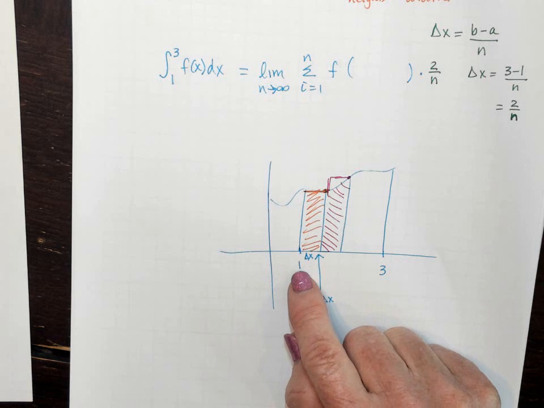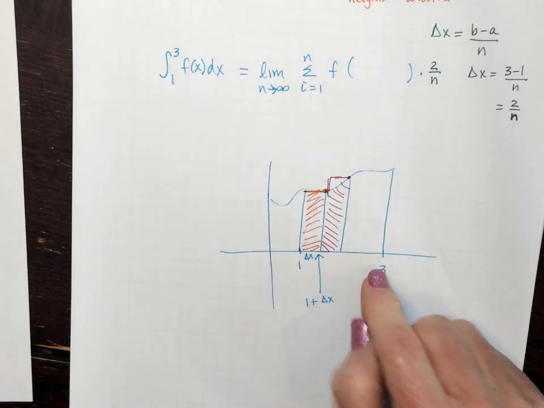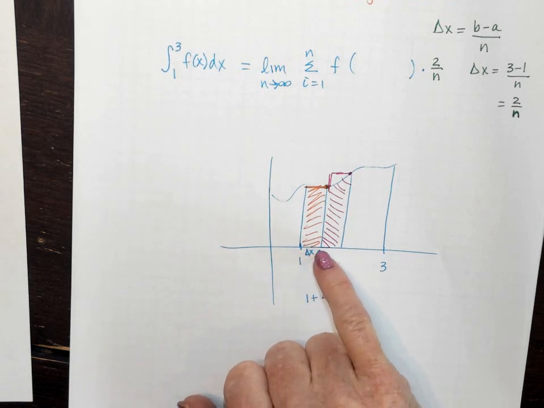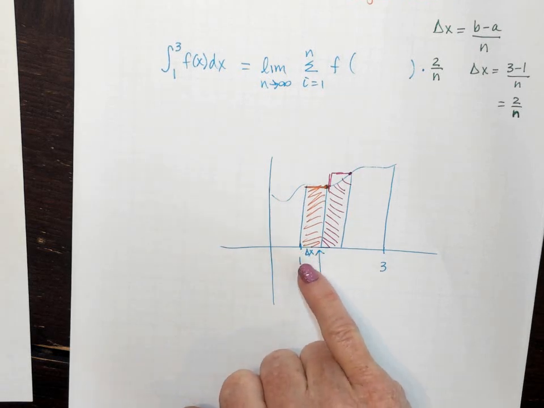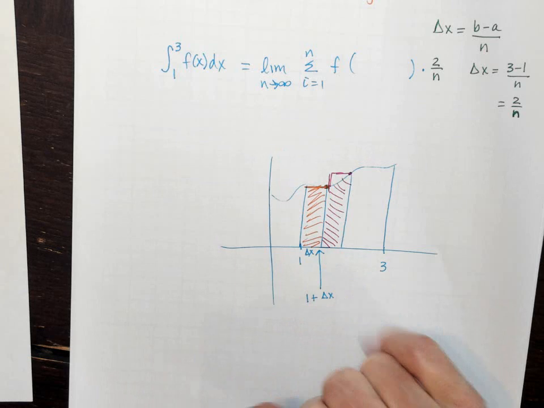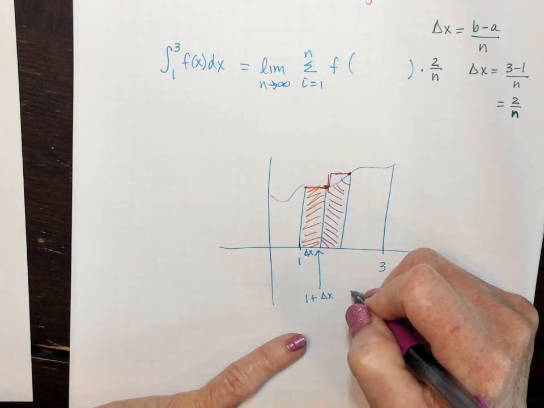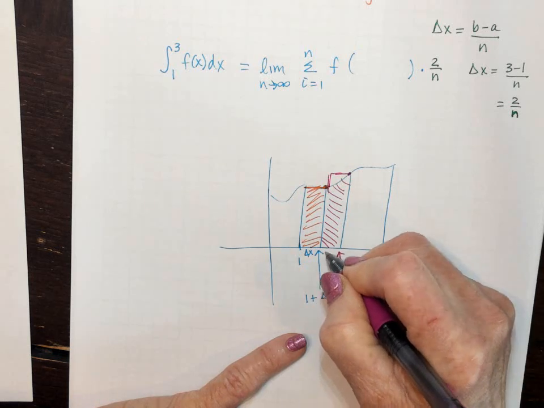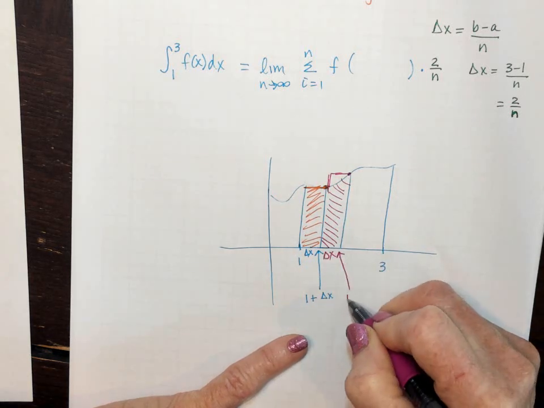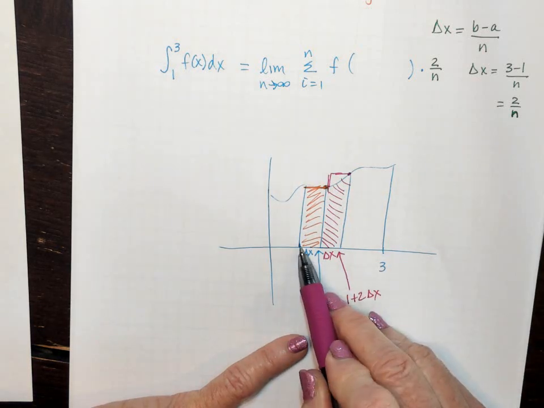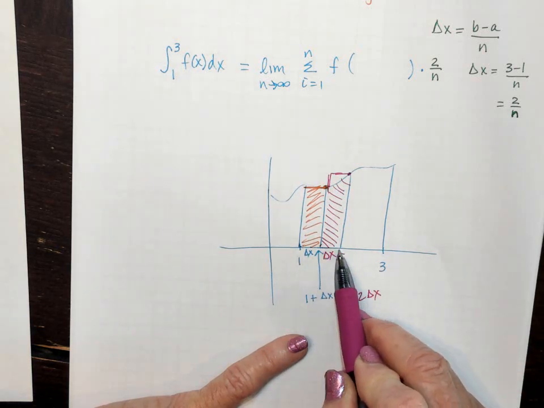We were looking at this integral from 1 to 3. I drew two rectangles in here. This distance at the end of the first rectangle is delta x, so this spot is 1 plus delta x. This spot right here is going to be 1 plus 2 delta x. So it started here and went on delta x here and then went on a delta x here.